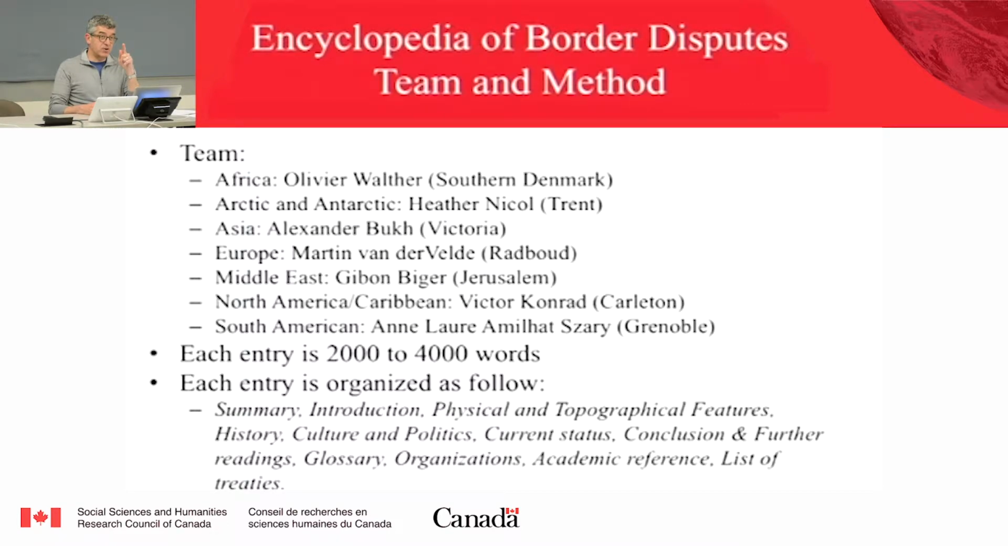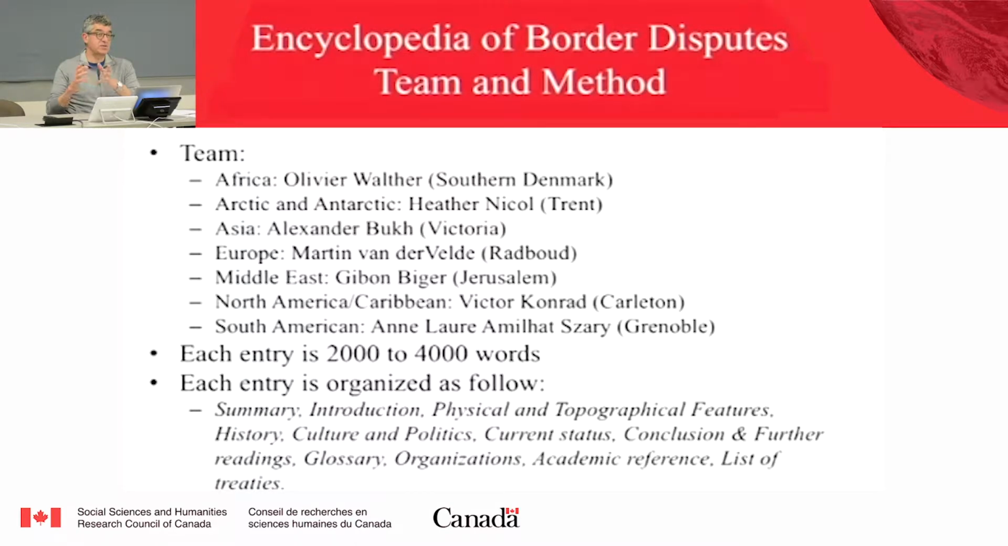What's interesting here is that each entry is organized as follows. You have a summary and an introduction, then physical and topographical features of the border disputes, then the history, culture and politics, current status and conclusion. On top of this, we've got a glossary of words, the organizations that are dealing with the disputes or on the land that is disputed. We also have a few academic references and a list of treaties. So each entry is written exactly that way.